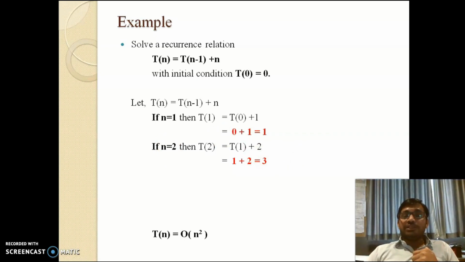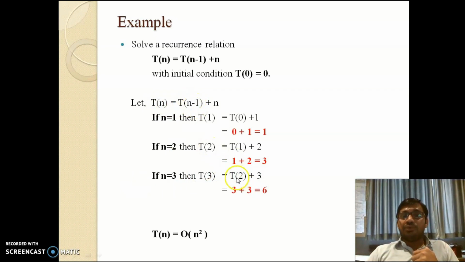Now put the value of n is equal to 3, then we get t of 3 is equal to t of 3 minus 1, that is t of 2 plus 3. Previously we have the value t of 2 is equal to 3. So put this value here, t of 2 is equal to 3 plus 3 is equal to 6. So simply we can say when the value of n is equal to 3, at that time we are getting the answer 6. In this way you can find for n is equal to 4, n is equal to 5, n is equal to 6, until you guess one formula.